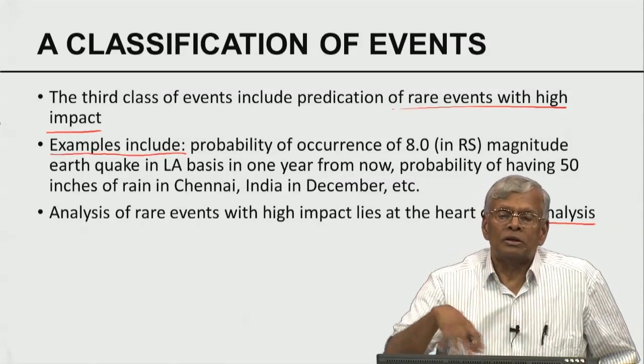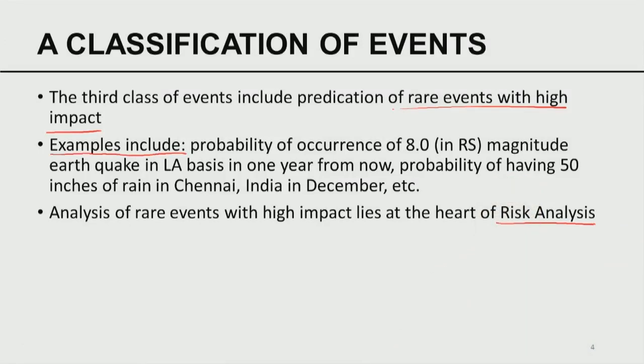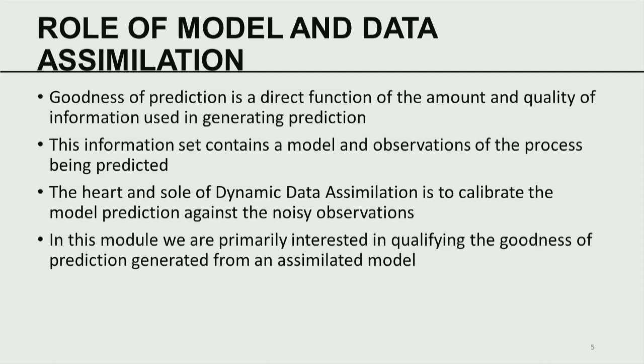So these are all the motivations for trying to improve the quality of prediction and also understand the level as well as the variability. It is general knowledge that goodness of prediction is a direct function of the amount and quality of information used in generating the prediction. This information set generally contains a model and the observations of the process being predicted. The heart and soul of dynamic data assimilation is to calibrate the model prediction against the noisy observations. That's the primary emphasis of this course.